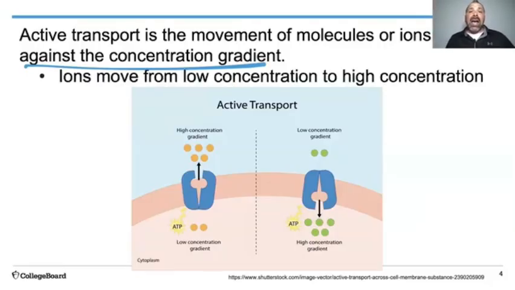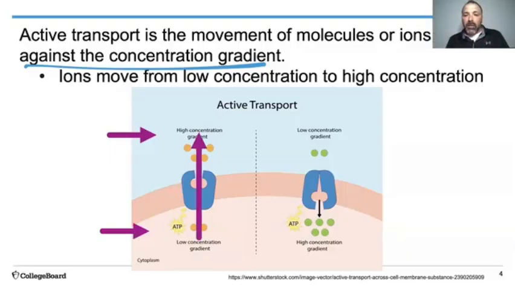And so when we talk about active transport, we understand that ions, those things that have charges, are moving from low concentration to high concentration. And so here again on my image, high concentration, low concentration, there's that movement. That's what that arrow is representing. You're going against the gradient. When we talk about active transport, it requires ATP, and that's the key.